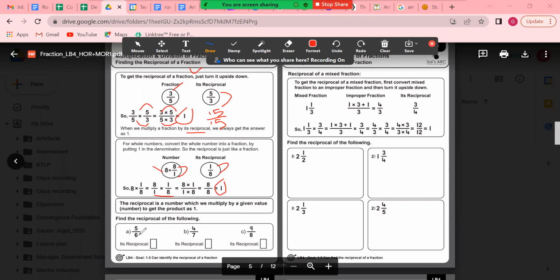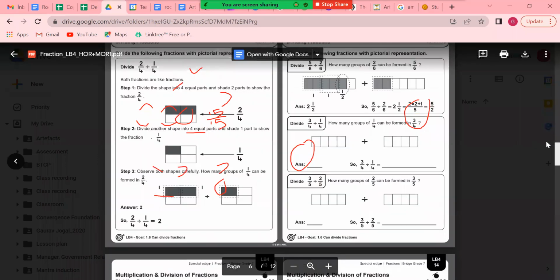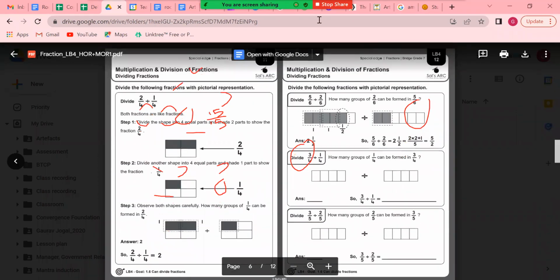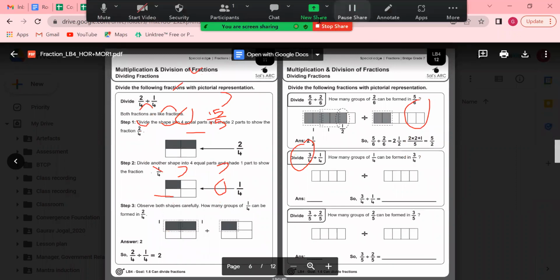The thing to remember is reciprocal, meaning the opposite. The reciprocal of 5/6 will be 6/5. Now coming here, you have to first convert this mixed fraction, and then write its reciprocal. First you have to convert it into an improper fraction, and then write the reciprocal for it. Now let us come to divide fractions.